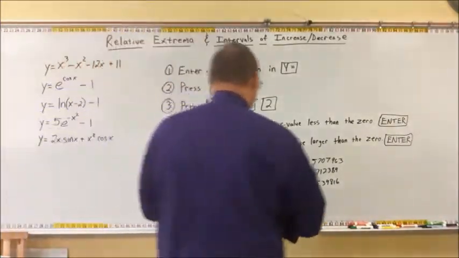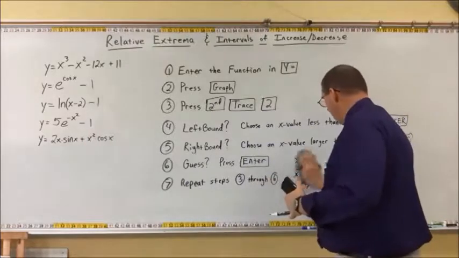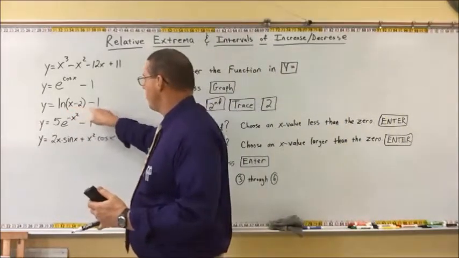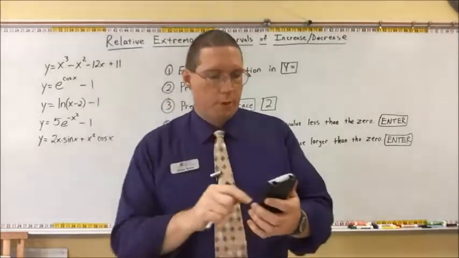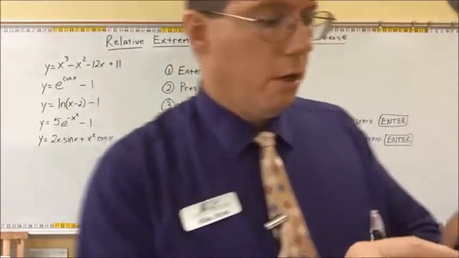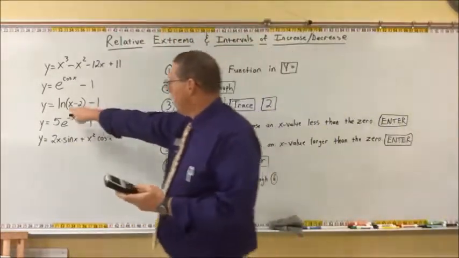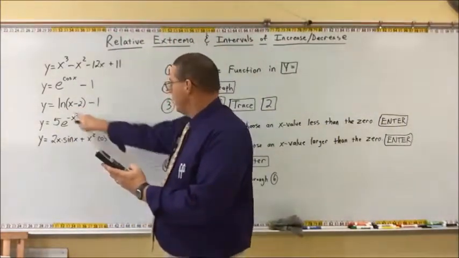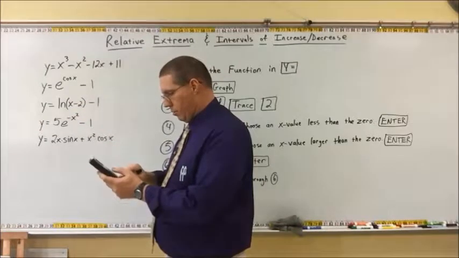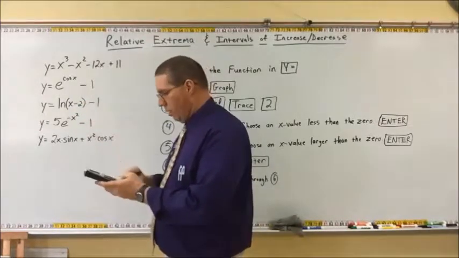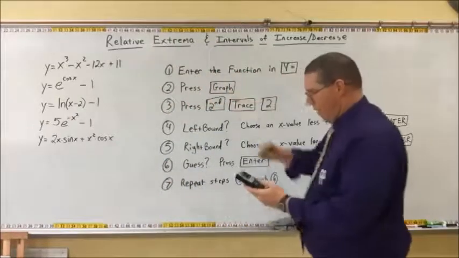Let's try this next one here. I think it only has 1 zero. So let's try this logarithm. The natural log of x minus 2 minus 1. So we're going to go into y equals. We're going to clear out y1. And I'm going to hit the natural log button. Then I'm going to key in x minus 2. Then I'm going to close the parenthesis. Then I'm going to hit minus 1.